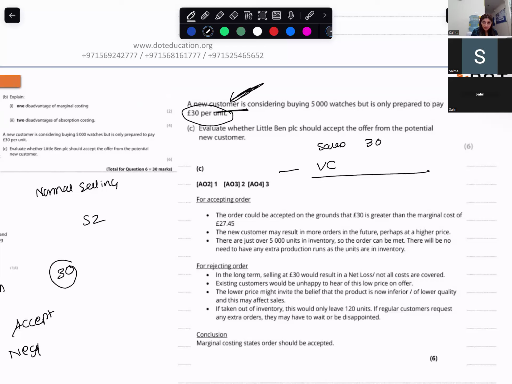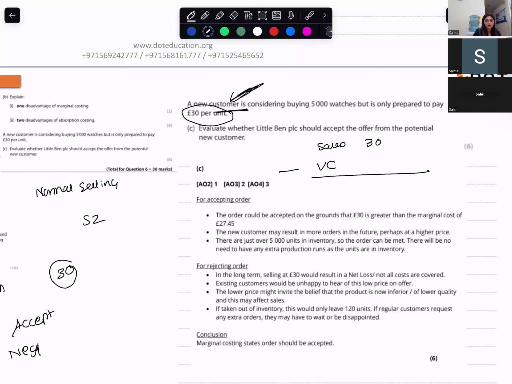So if 1 unit will give me a loss, total units will also give me a loss. If 1 unit would give me a loss, all the remaining units would also give me a loss, right? So if I have a positive contribution, I can accept the order. Otherwise, I should reject the order. Are you with me? Yes.